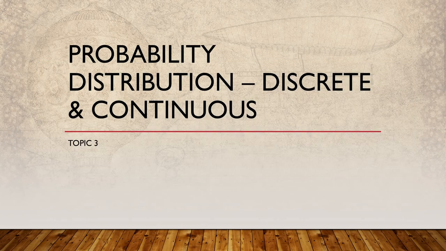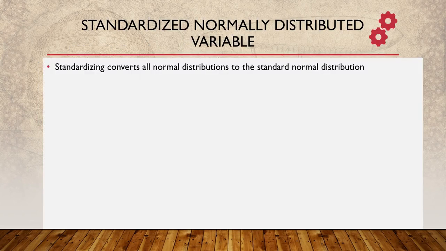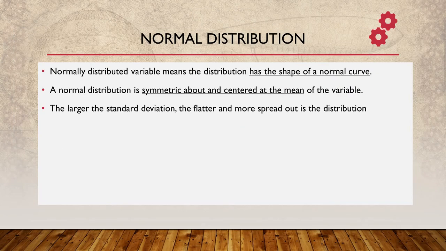Okay, next is normal distribution. Normal distribution means they have the shape of a normal curve. The shape of a normal curve is symmetric. This is the shape of a normal curve, symmetric about and centered at the mean, meaning here centered means the mean.